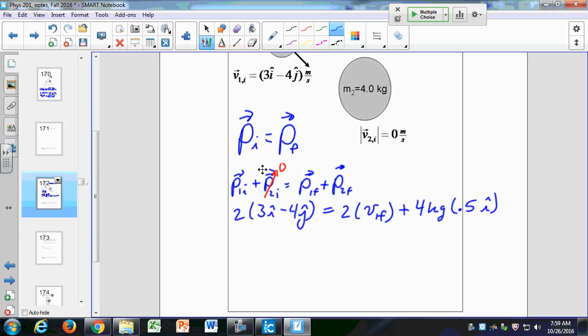And then I solve for V1F. I get 6 minus 8, oops, excuse me, 6I minus 8J.